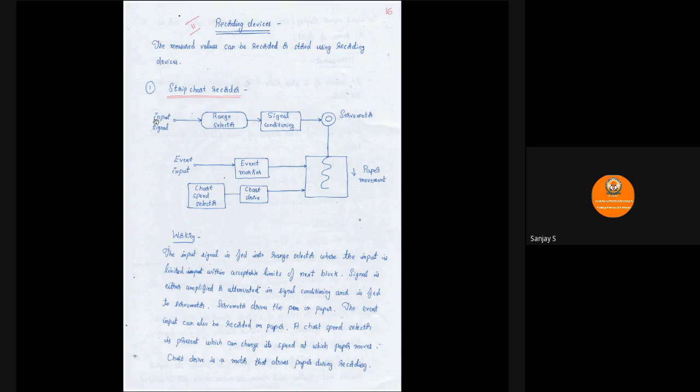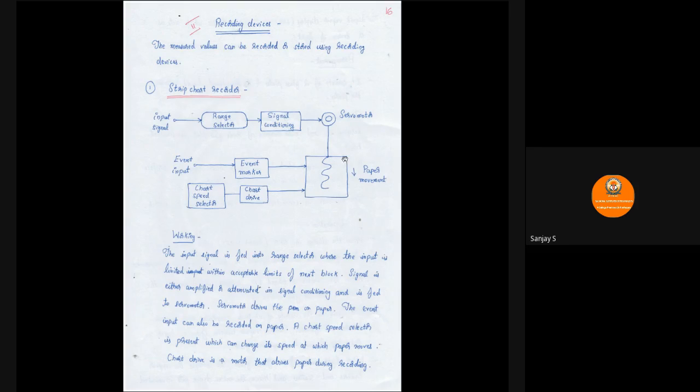So the range selector, whenever the input is given to it, automatically adjusts the signal to the range required by the next block, and then signal conditioning, either it will amplify or attenuate the signal, that is increase or decrease the amplitude, and feeds it to the signal conditioning block. Signal conditioning block feeds to the servo motor. Servo motor basically drives this particular pen on the paper.